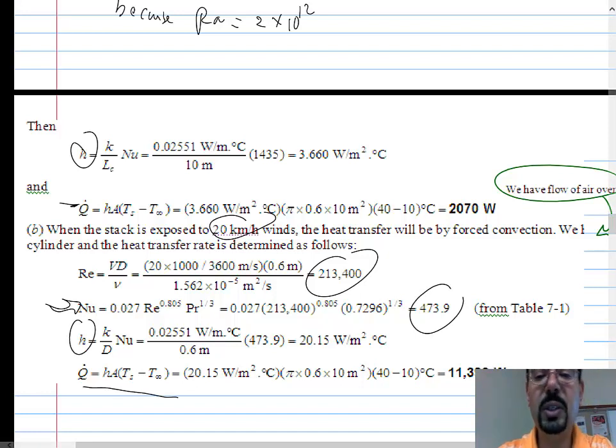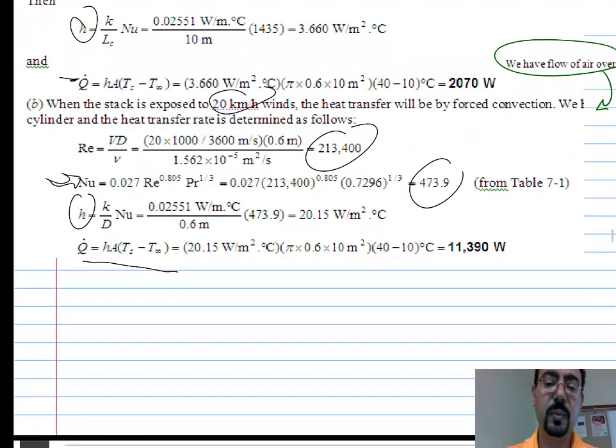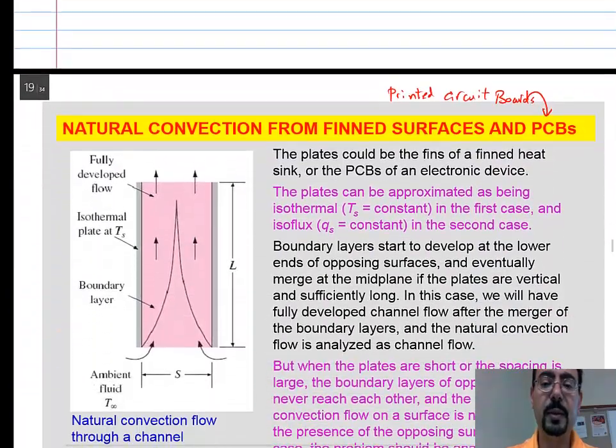And then you would say Q is H A delta T. Note that over here, he totally ignored the natural convection when he calculated the forced convection. So later in the chapter, I will show you that we have to check the Grashof over the Reynolds. And based on that ratio, we will determine should we ignore it completely or should we include both of them in the calculation. All right?